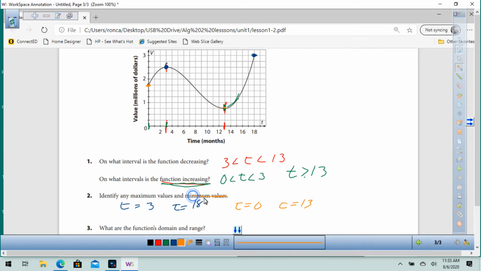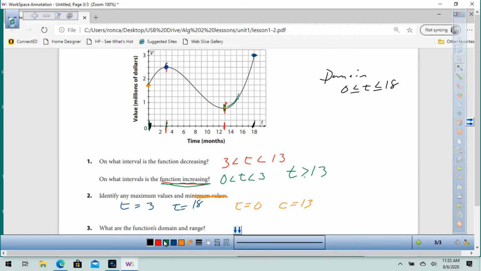Those are the minimum values. What are the function's domain and range? Well, where does it start? The domain starts here at 0 and goes all the way to 18. So the domain, I'll write it up here. Domain is 0 is less than or equal to t is less than or equal to 18.